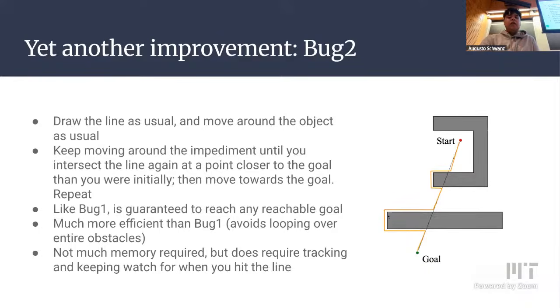And we hit the walls, let's move around it. And we keep going until we re-intersect that line, or intersect that line again. So what that tells us is, hey, we've somehow gotten closer to the goal. And that tells us, let's stop moving around this object. We're not going to keep going and looping around. Let's just stop here. We've gotten closer. And let's just try again.